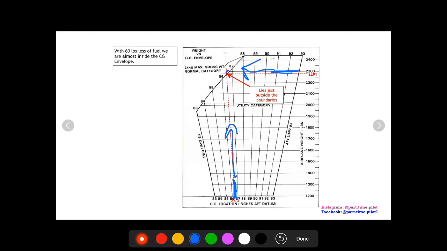Now this is not an exact science, so there's some error. We could really be somewhere out here, or we could be somewhere in here. So to be safe, I would probably manipulate it a little bit more, but you can see that we were somewhere out here, and we have since, by just taking out some fuel weight, moved that CG down and to the right.